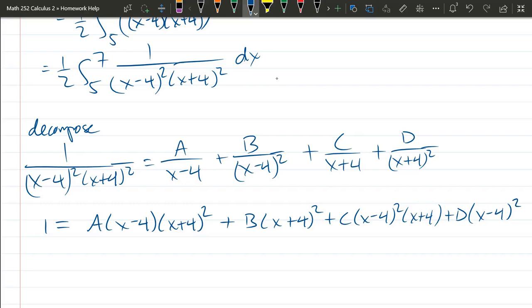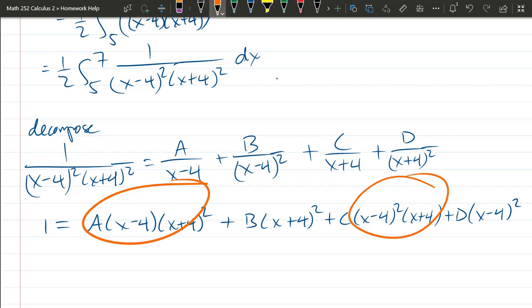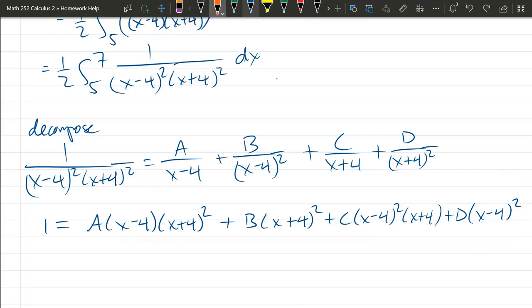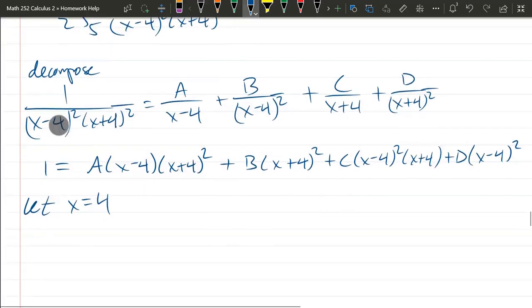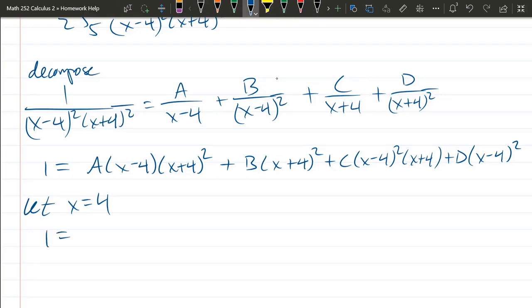All right. This is going to pretty much be a nightmare. If I plug in x equals positive 4, I will zero this out, and I will zero this out, and I'll zero that out as well. Okay, we could do some damage with some x values here. Let x equal 4. Lots of places to plug in x. Don't forget to plug it in any of these places. So you plug in here, it's going to zero out that. So we get 0 plus b times 4 plus 4 squared plus 0 plus 0. 4 plus 4 is 8 squared is 64. Divide both sides by 64, and that's b.